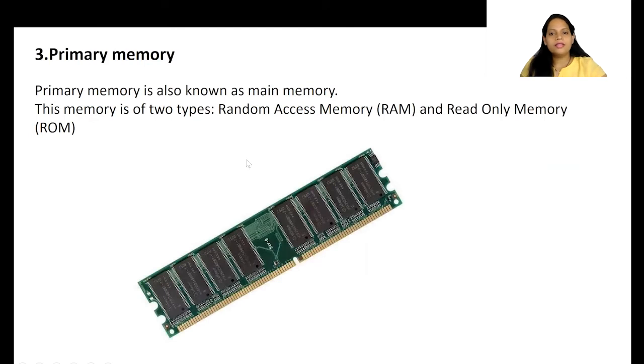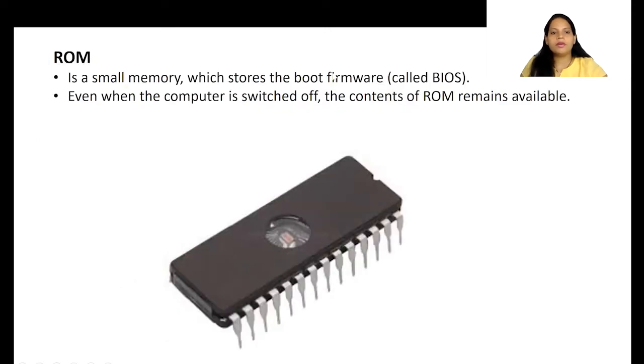The third one is primary memory. Primary memory is also known as main memory. This memory is of two types, RAM and ROM. What does RAM stand for? Random access memory, and ROM means read only memory. Now let's see them. The ROM is a very small memory which stores the boot firmware called BIOS. This we learned in the last session, isn't it?